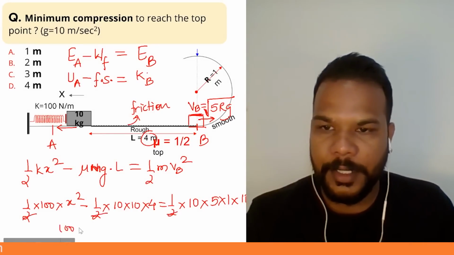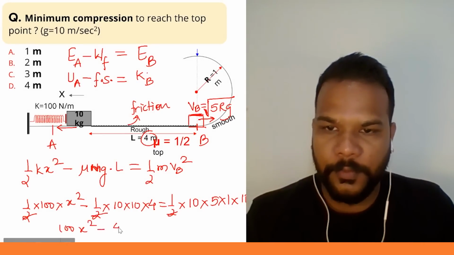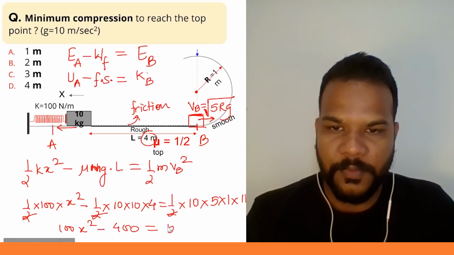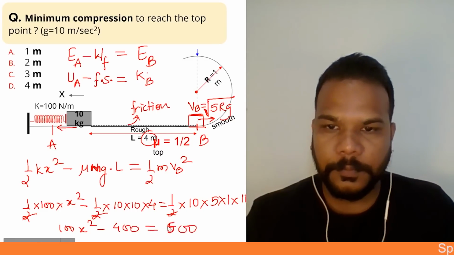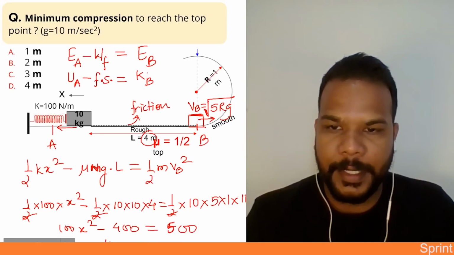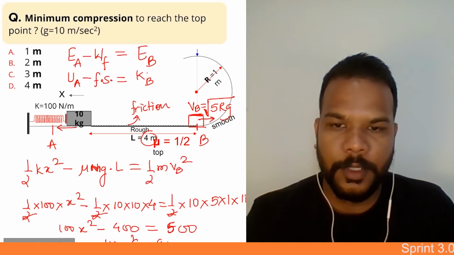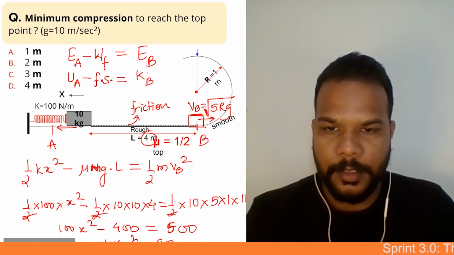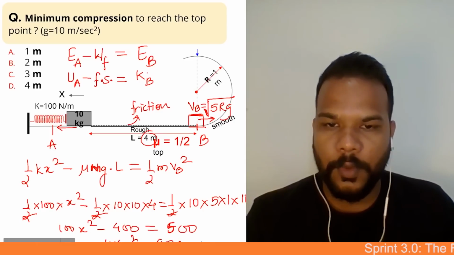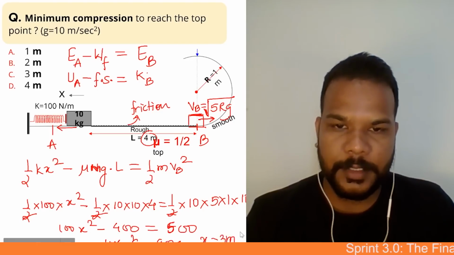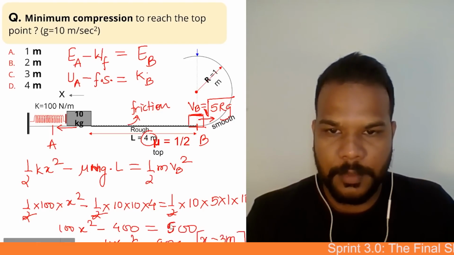We have 100x squared minus 400 is equal to 500. Okay, 400 comes to the right hand side, so 100x squared is equal to 900. This 100 and that 100 cancel, x squared equals 9, so x is equal to 3 meters. Okay guys, this was very simple logic.